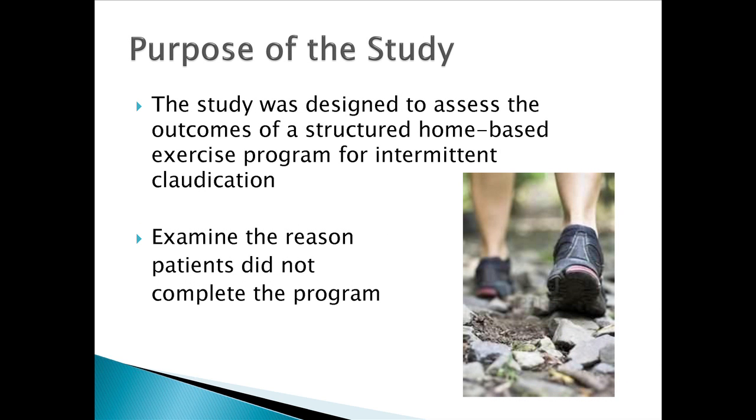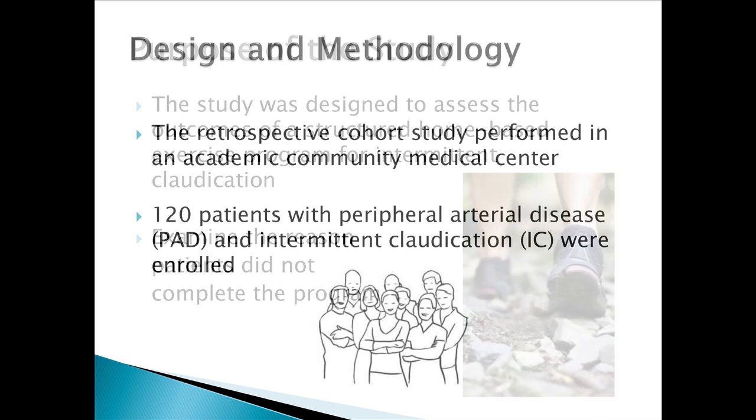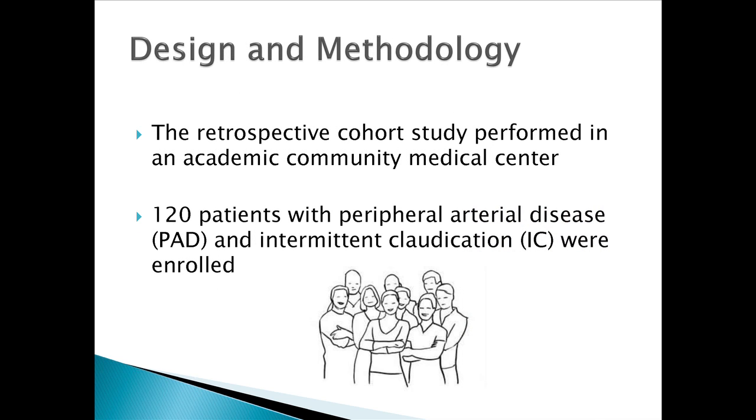The purpose of the study was to assess the outcomes of a structured home-based exercise program for intermittent claudication and to examine the number of patients who did not complete the program. The design and methodology is a retrospective cohort study performed in an academic community medical center. 120 patients with peripheral arterial disease and suffering from intermittent claudication symptoms were enrolled.